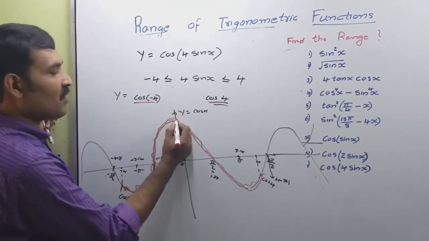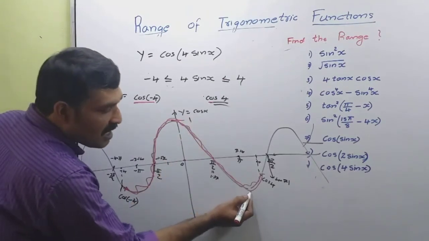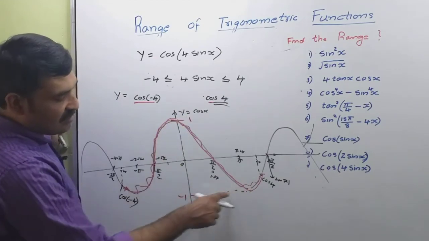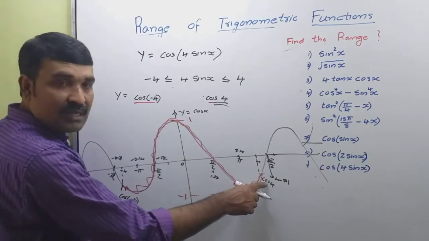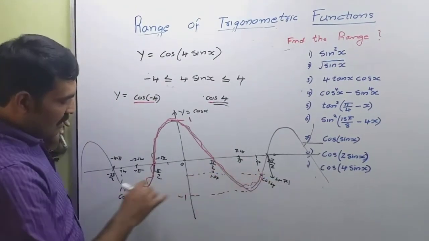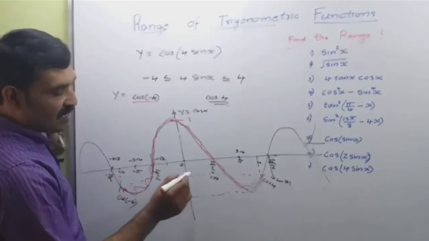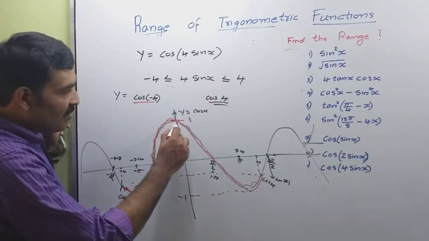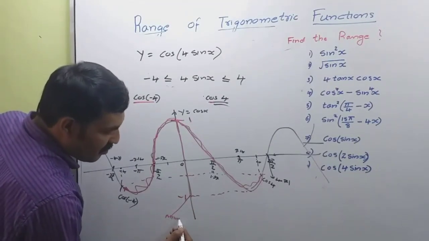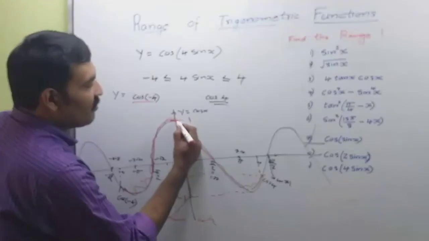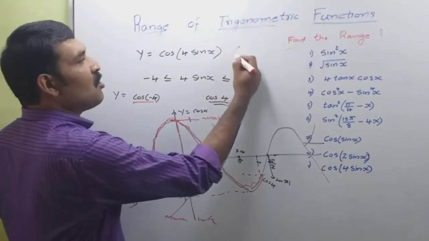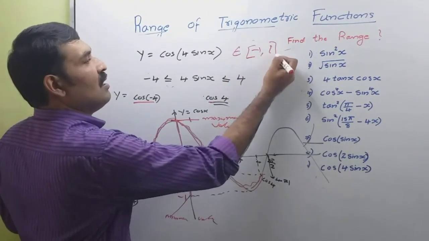So the maximum value of this function is 1 and the minimum value of the function is minus 1. Since cos 4 is greater than minus 1, this is the value of cos 4, which is equal to cos of minus 4. So the value of y is between minus 1 and 1, where minus 1 is the minimum value and 1 is the maximum value. So the range belongs to minus 1 and 1.